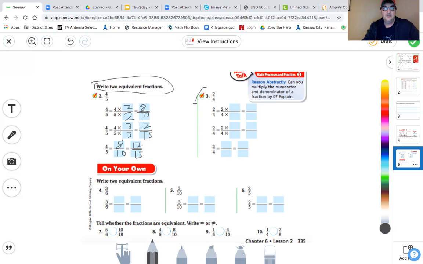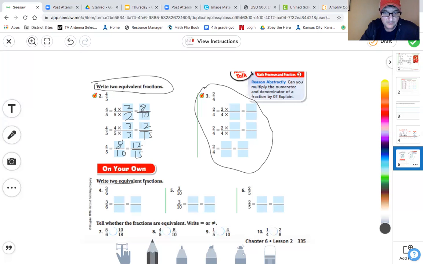So I want you to take a shot at doing this one. Again, all you have to do is choose the number. You've got 2/4. You're going to make two fractions that are equivalent to 2/4. And all you got to do is choose a number to multiply both the numerator and the denominator by. And then this down here, it's the same as these up here, but you just don't have all the things written out. You're doing this in your head.